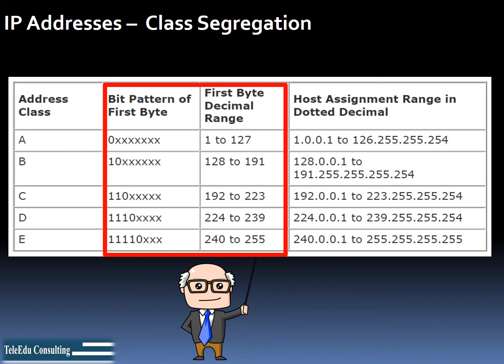The slide also shows the host range against each class of IP. In decimal format, the maximum possible number is 255 and the minimum possible number is 0 for the IP addresses. Likewise, in binary, the maximum byte is when all the 8 bits are 1s and minimum when all the 8 bits are 0s.